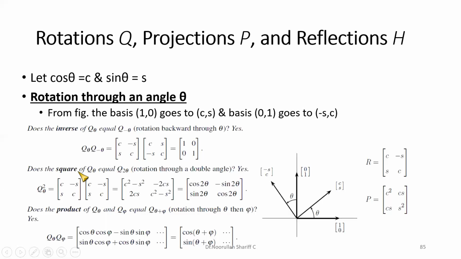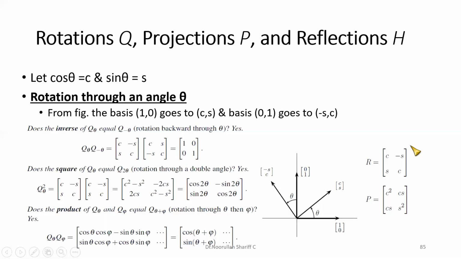In the same way, does the square of Q theta equal Q 2 theta is what we will try to see. That means if you rotate first by theta and then rotate once more by theta, will it correspond to rotation of 2 theta? It should be naturally so, and that can be proved over here by the set of equations being mentioned over here.